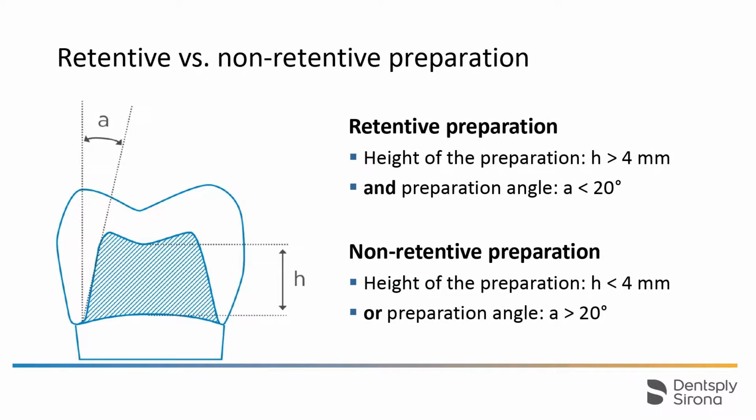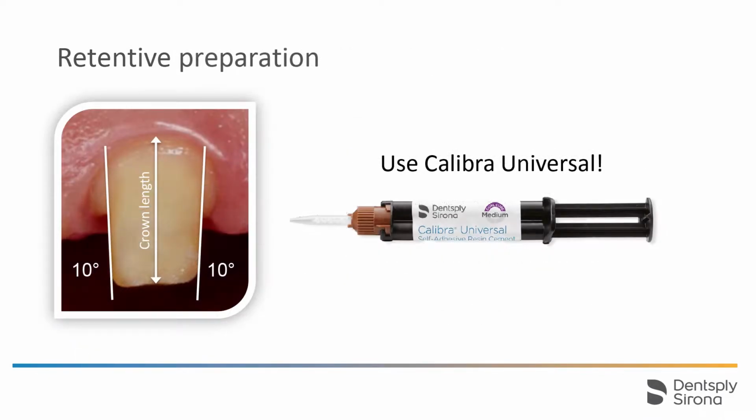A prepared tooth with a minimum residual crown height of 4 mm and conicity of no greater than 20 degrees is considered adequately retentive. In such situations, the use of powder liquid or self-adhesive resin cements is the standard of care. For shorter residual crown heights or more pronounced conicity, an adhesive resin cement such as Calibra Ceram should be used to ensure highest possible adhesion and thus permanent retention of the restoration. Here are some examples of this.